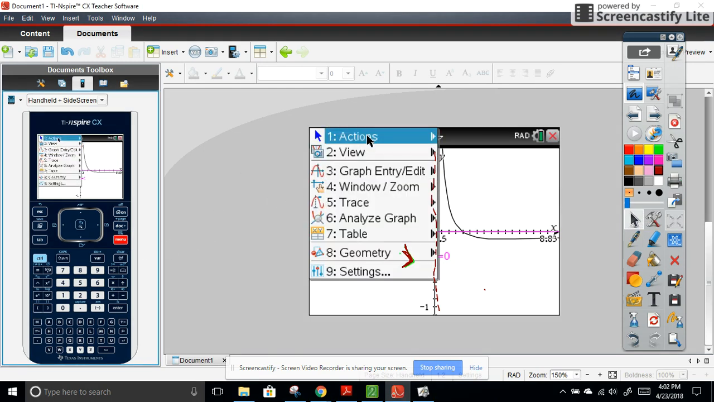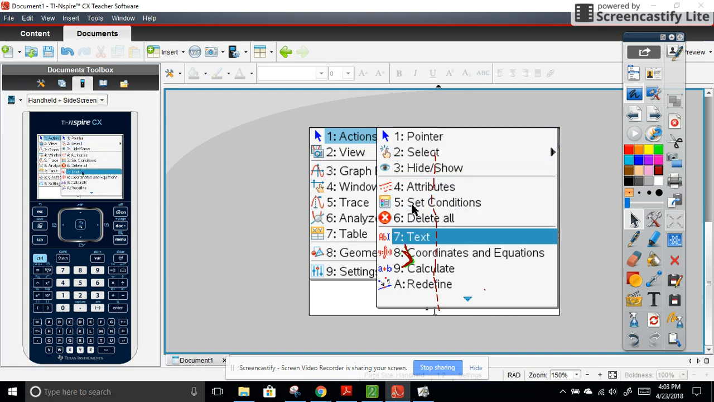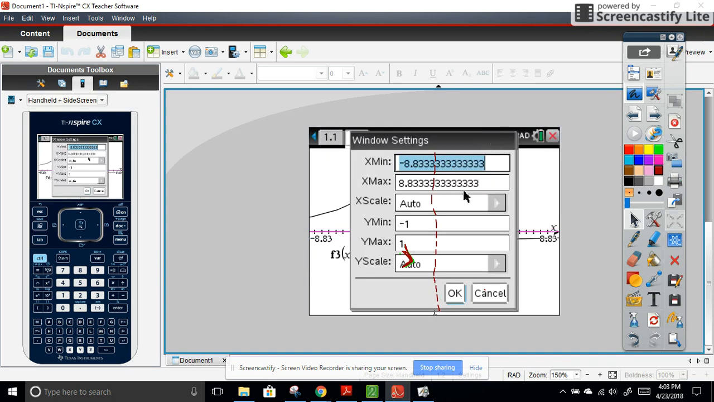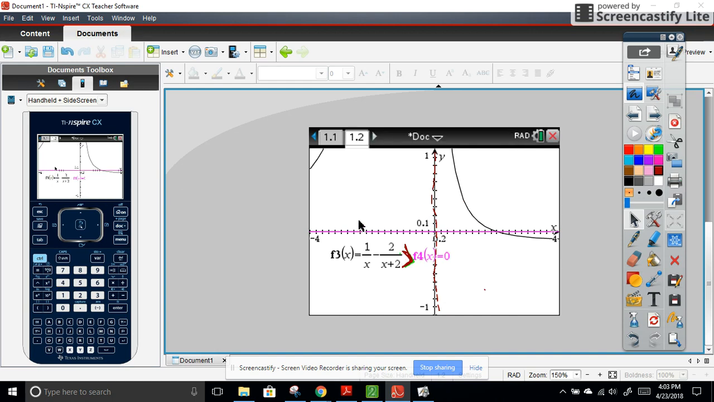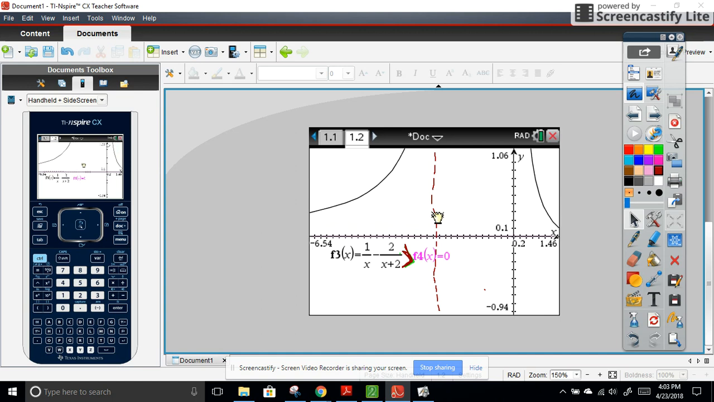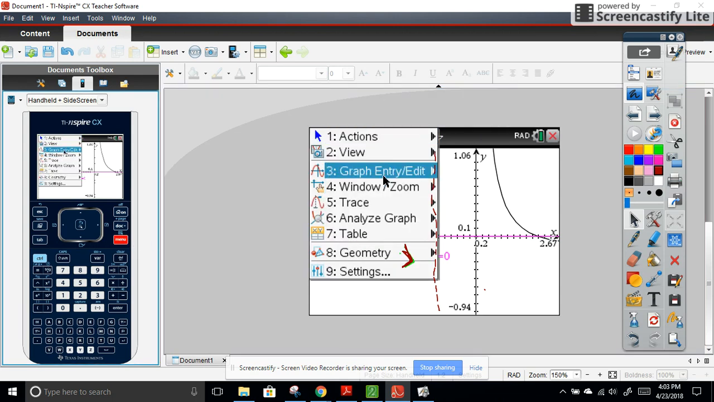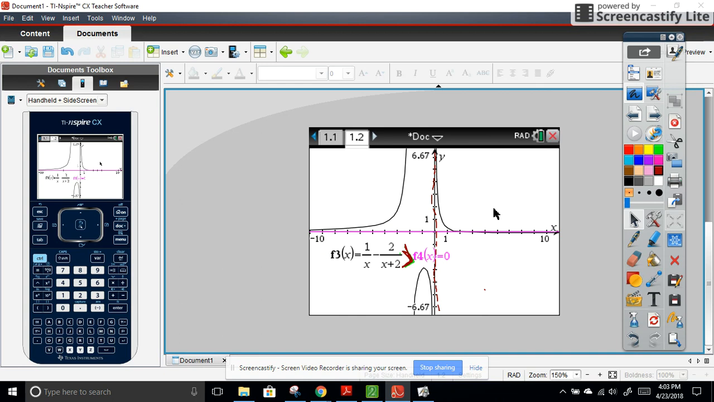Menu, actions. Oh no. Sorry, I want to go to window. Let's do -4, 4. Just see if that makes it look a little bit better. Oh no, I messed that up even more. Okay, so I've messed this up. I'm going to go to Menu. I'm going to go to Window, and I'm going to go back to Standard. Maybe I can see it a little bit better now.